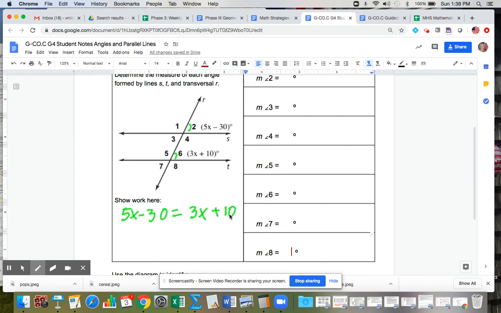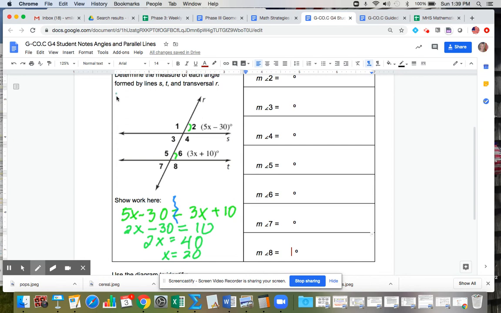Now I'm going to solve for x by subtracting 3x from both sides of the equal sign. And when I do that, I get 2x minus 30 is equal to 10. Now I'm going to add 30 to both sides of the equal sign, and I get 2x equals 40. Let's divide both sides by 2, and I get that x is equal to 20. That does not mean the measure of angle 2 is 20 degrees. It means that x in the diagram is equal to 20.